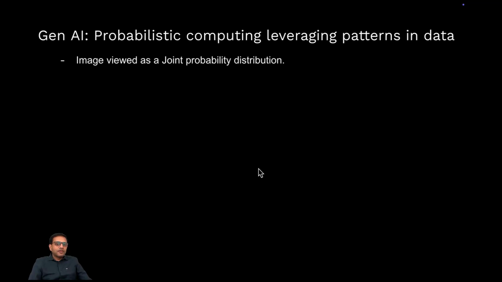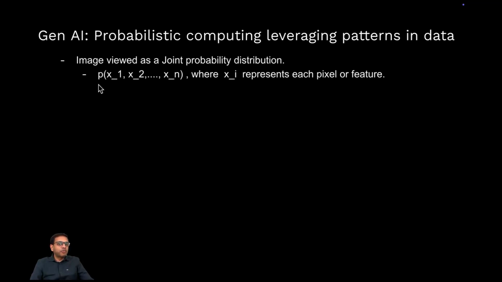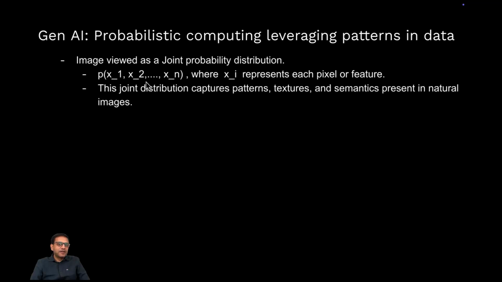One of the ways an image can be viewed is as a joint probability distribution. What I mean is each pixel is not really random in a natural space. That means there can be a joint probability where each x_i represents a pixel. Joint probability means you are together seeing what possible distribution could be there, holding the relations, patterns, textures and semantics present in the natural image, and it is able to capture that.